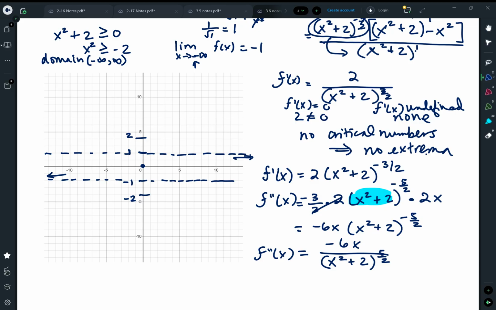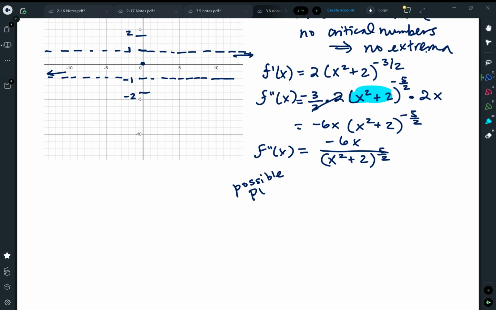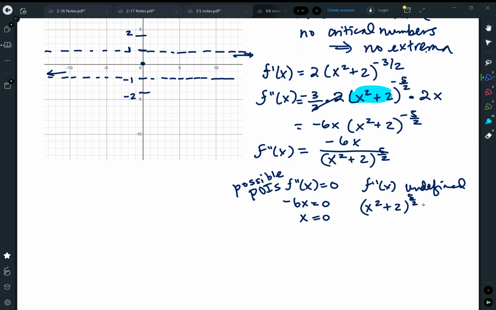So when we look at our possible POIs, we're doing the same thing as before. We do numerator equals 0 because we're looking at when our second derivative is equal to 0. Well, that's when the numerator equals 0. So x equals 0. And we look at when our second derivative is undefined. So that's going to be when our denominator is equal to 0. But we do not have to worry about that denominator being equal to 0 because, again, it's never going to be undefined. We're never going to be taking the square root of something that's negative. So we're fine here. So there's going to be none from this. So all we have to worry about is x equals 0. So we're going to go ahead and plot that.